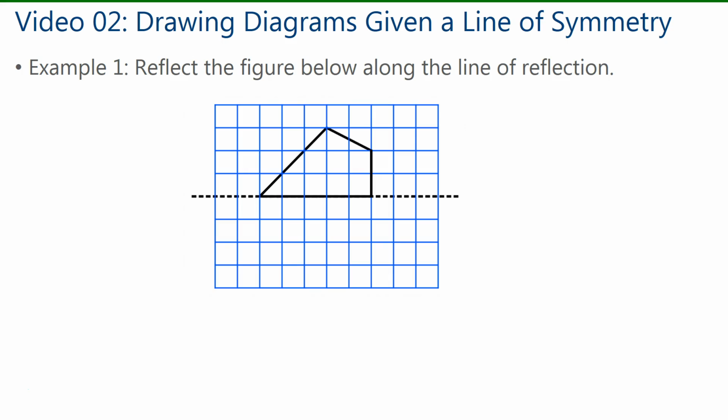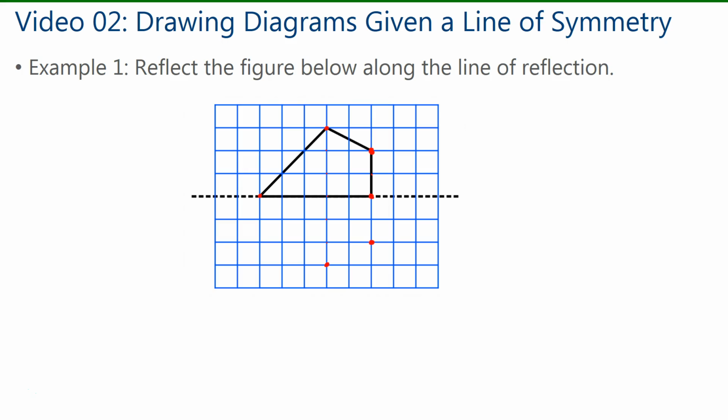So example 1, we have to reflect the figure below along the line of reflection. So we're going to determine how far away each vertex is from the line of reflection and then count that many blocks down. So this top point here is 1, 2, 3 blocks away from the line of reflection. So I'll count 1, 2, 3 blocks down. Then this point here is 2 blocks away. So then count down 2 blocks, corresponds to this point.